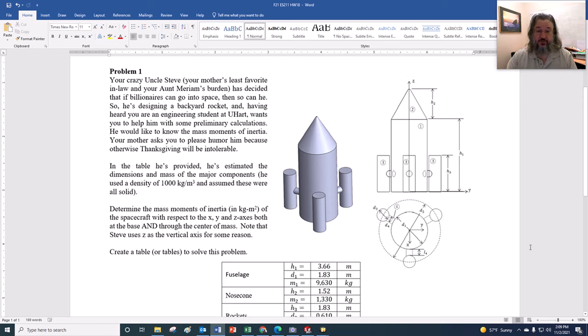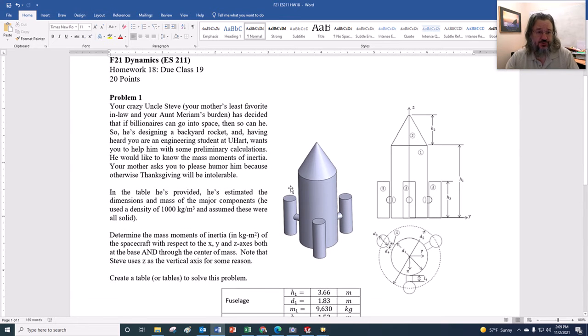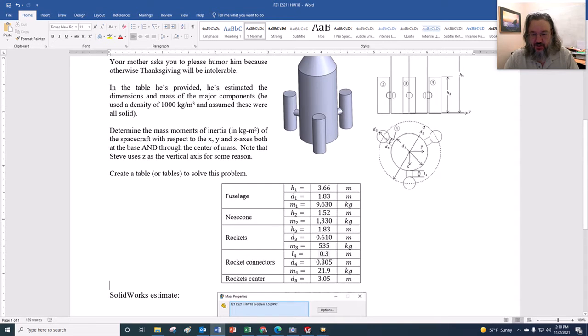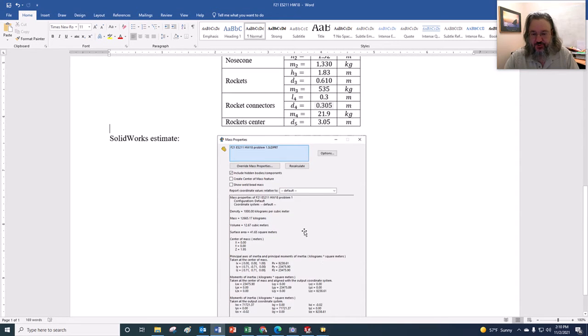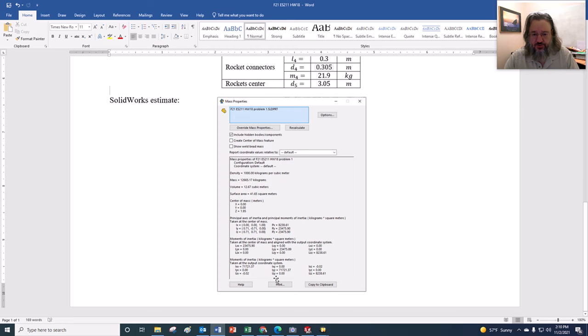Okay, so continuing on, this is like part 2 of that homework. I called it problem 1, but there's only one problem, where we're trying to figure out the mass moment of inertia of the spaceship. I just use plastic as a density. Why the hell not? We know all of this information, and we also know from SolidWorks we're able to find what the mass moment of inertia and all this other stuff is.